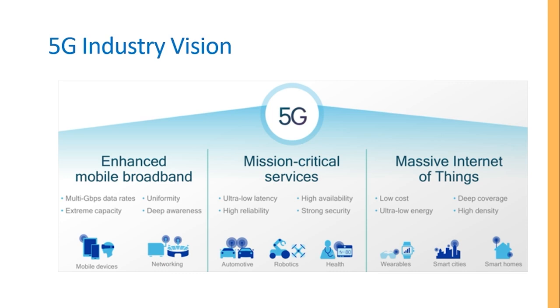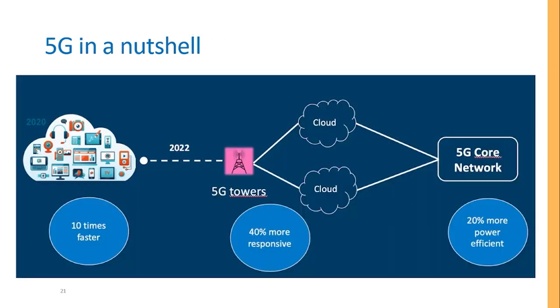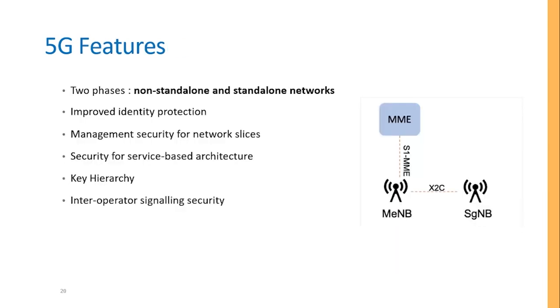Nevertheless, in a quick time expansion like this, the security aspects are not taken into account as much as they should. Let's look into the 5G in a nutshell, where the 5G core network is 20% more power efficient and the 5G towers are 40% more responsive, which results in a 10 times faster efficiency. Now let's look into the features of a 5G network.